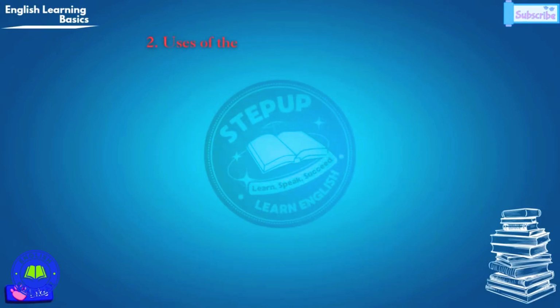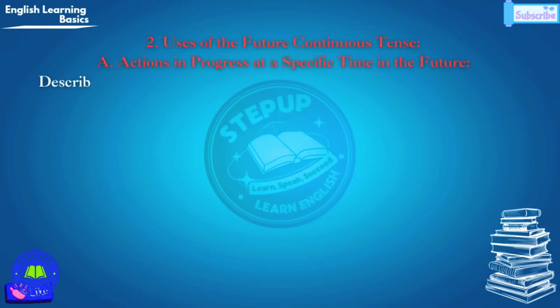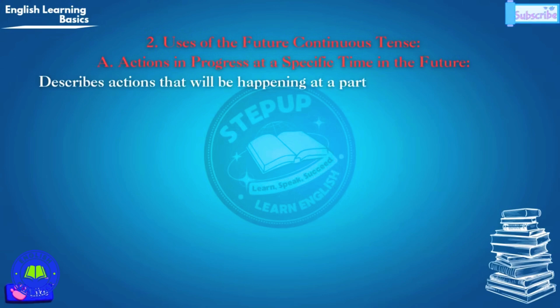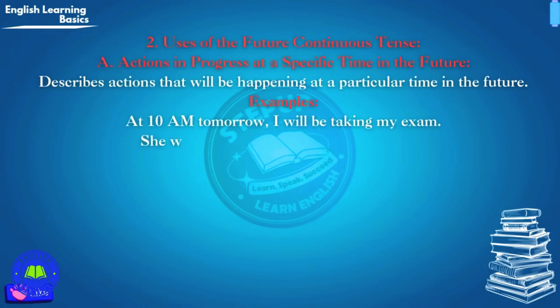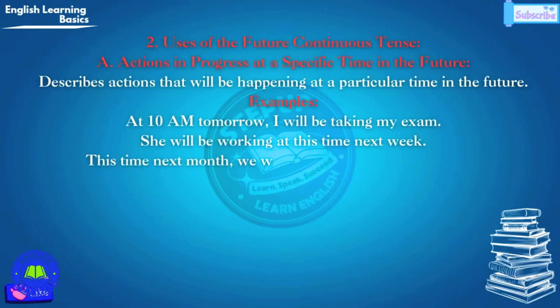2. Uses of the future continuous tense. A. Actions in progress at a specific time in the future. Describes actions that will be happening at a particular time in the future. Examples: at 10 a.m. tomorrow, I will be taking my exam. She will be working at this time next week. This time next month, we will be traveling through Europe.